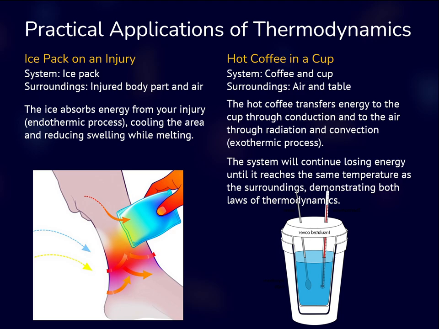Example 2: hot coffee in a cup. In this example, the system is the coffee and the cup. The surroundings are the air, the table, and your hand. The hot coffee transfers heat to the cup via conduction and to the air via convection as well as radiation. Eventually, the coffee cools and everything reaches the same temperature. This demonstrates both conservation of energy and entropy increase.